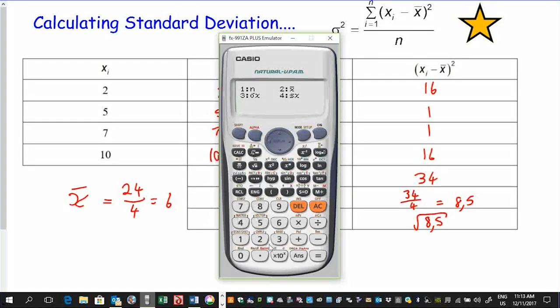So we use number 3, right? And we get 2.914. Now, so that's the standard deviation, and I'm hoping that that's the square root of 8.5. If I square that result, we see that I get 8.5. So it is, in fact, indeed correct.